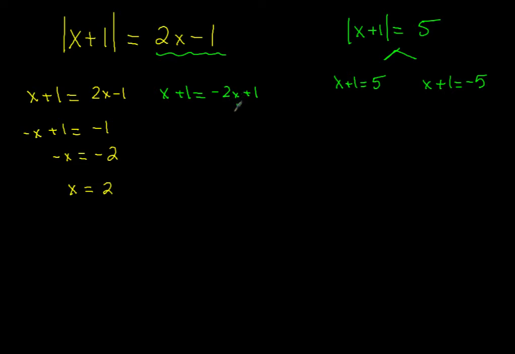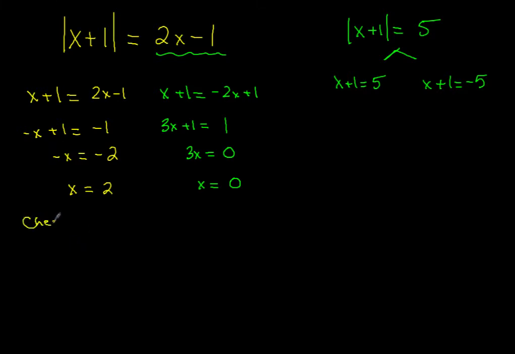Now my other equation, I have x plus 1 equals negative 2x plus 1. So I'm going to take that negative 2x, add it to the other side, and I will have 3x. So now I'll have 3x plus 1 on the left-hand side, and on the right-hand side, I will just have 1. Now, subtracting 1 on both sides, I'll get 3x equals 0. And then when I divide both sides by 3, I get x equals 0. So these are my two possible answers. Now what I have to do next is actually check each one of these.